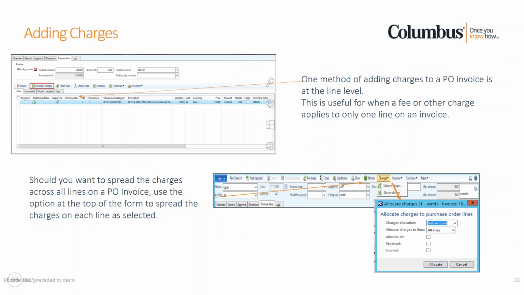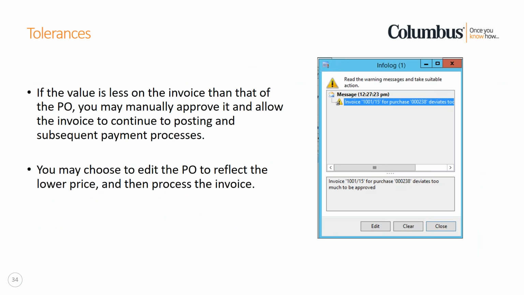Just as standard, you can add miscellaneous charges to them, so it's standard functionality. And of course, we've got the tolerances based on whether you want it to auto-approve or if it needs to go off to approval.